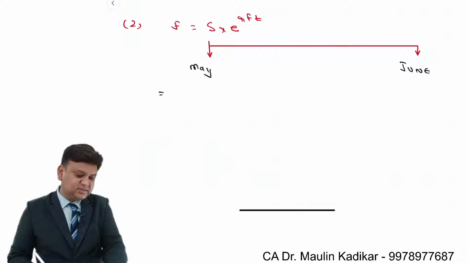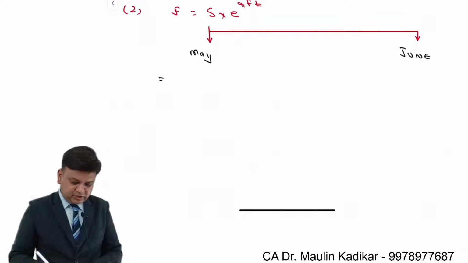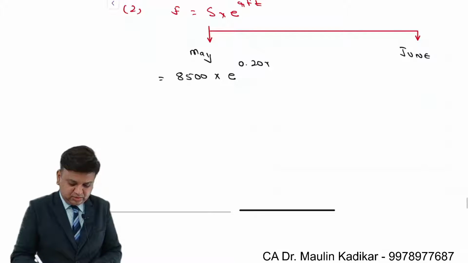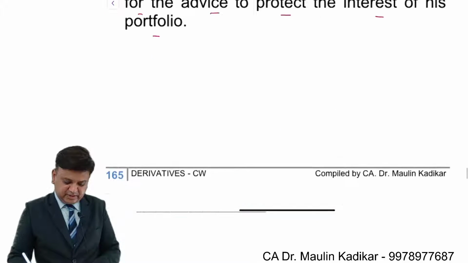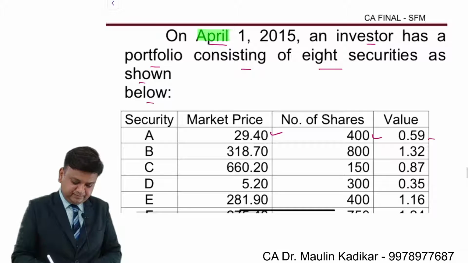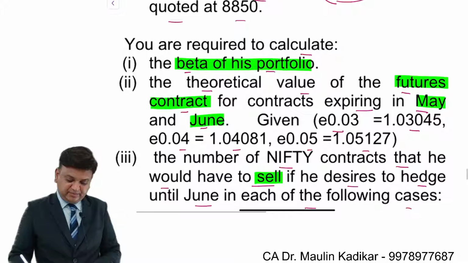As far as the May month is concerned, we understand it is April and May, 2 months. Spot value is 8500 into e raised to 0.20 into 2 divided by 12. Because information is provided to us that right now it is the 1st of April, and we are required to compute the futures value for the month of May.